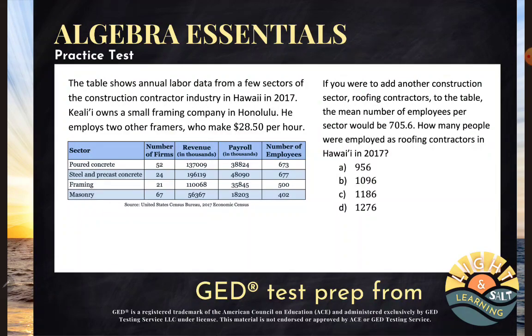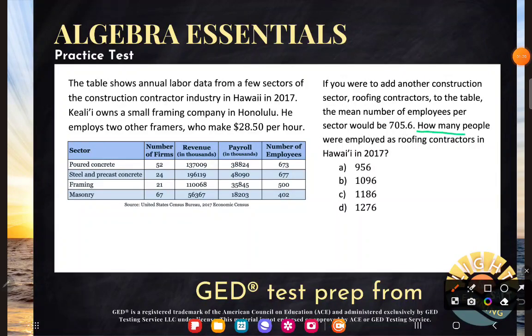Okay, how many people were employed as roofing contractors? Sounds like an easy question, but if you go to this table, you're not going to see anything about roofing contractors, right? We have poured concrete contractors, steel and precast concrete, framing, masonry. Roofing contractors isn't on the table. They say that this is if we were going to add another construction sector. So they're wondering if we put roofing contractors here, then how many people would be employed?